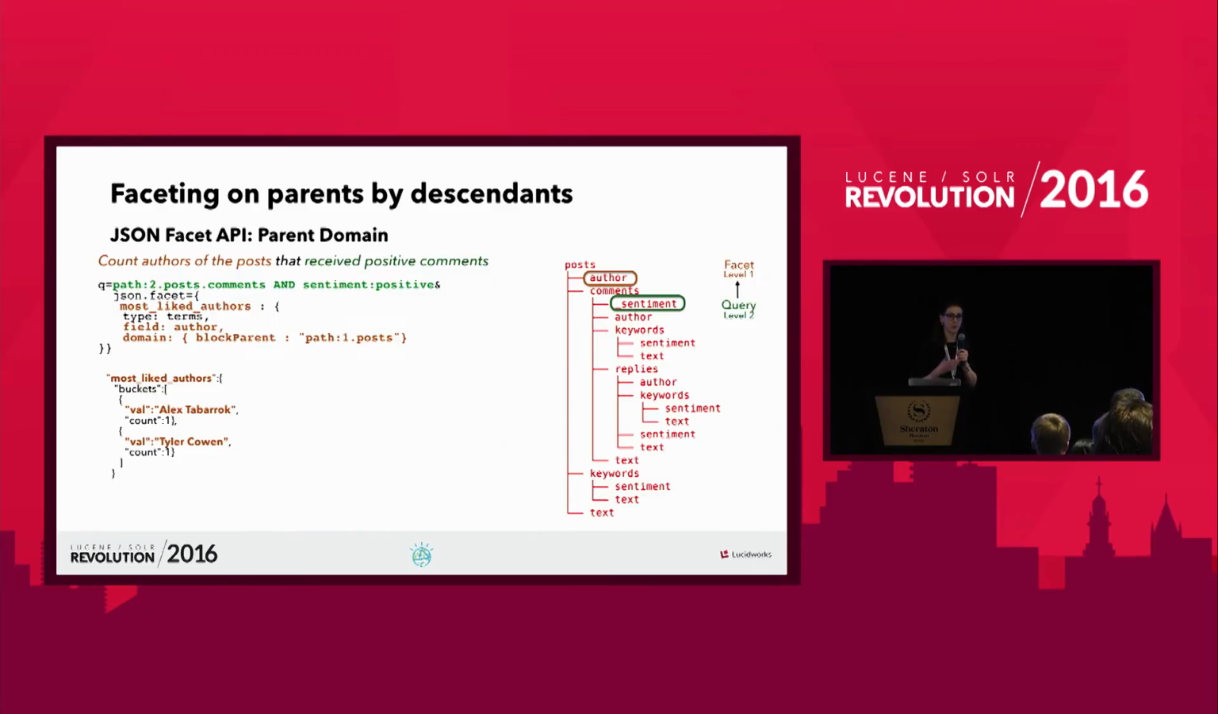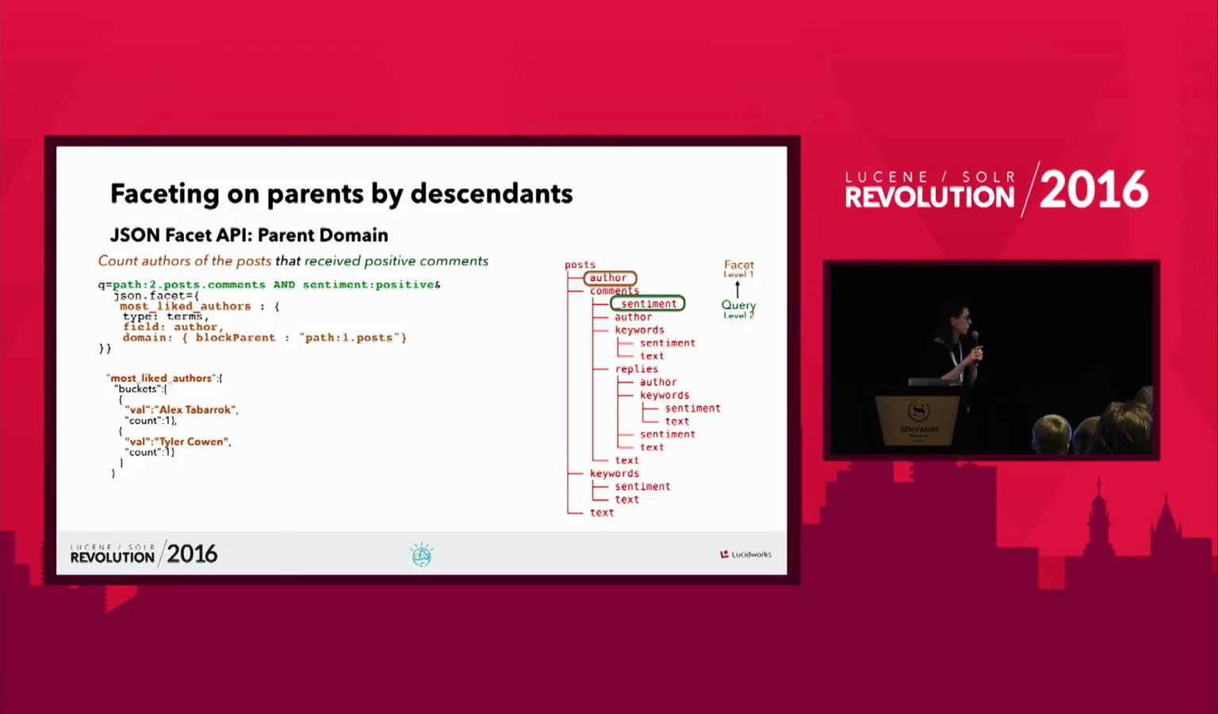So, let's ask similar questions as we did with querying, but now for faceting. What if we want to facet on parents by descendants, which is not really intuitive? The question would be: count authors of the posts that received positive comments. So the query part would be comments that are positive, in green, and we want to count the authors of the post, the top level documents, to see who of them writes better, so that they receive positive comments. So the result is here.